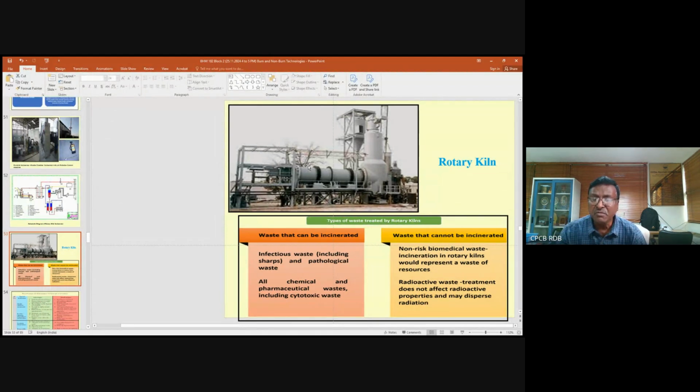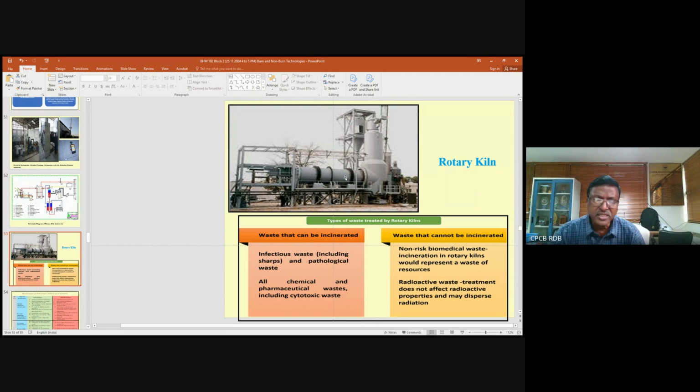Whatever waste is there will be combusted properly and converted into carbon monoxide, and this carbon monoxide will go to the secondary chamber. Under high excess air and the burners, the carbon monoxide is burnt and converted to CO2. Then it passes through the APCD, air pollution control devices, and finally the treated gases are emitted to the atmosphere.